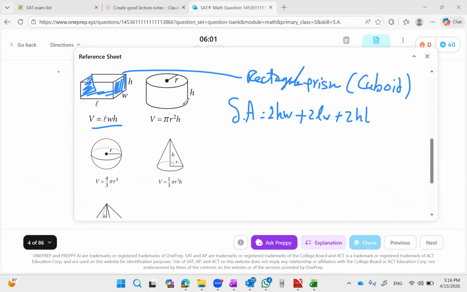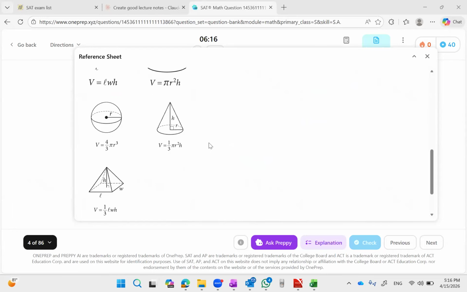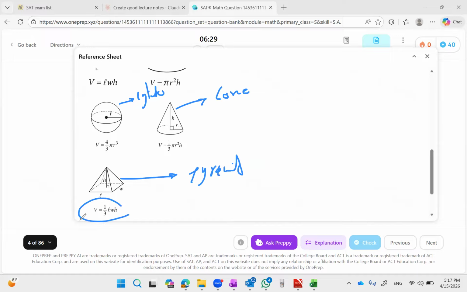Okay. Then I have the volume of the cylinder, which is pi r squared h. Then I have the volume of the sphere, 4 over 3 pi r to the power of 3. And I have the cone. For people who don't know, this is the cone. This is the cylinder. And this is the pyramid. And also for the pyramid, I have the volume, which is a third L W H.